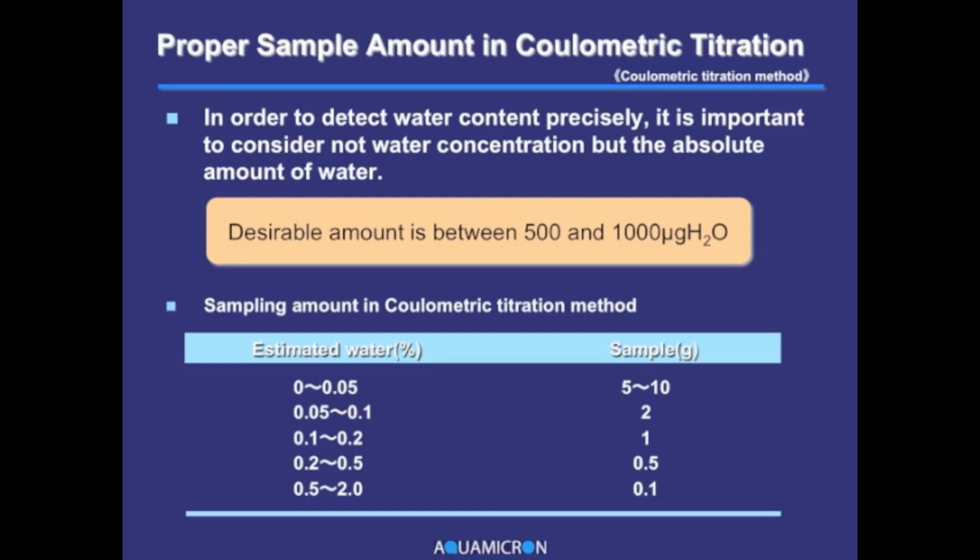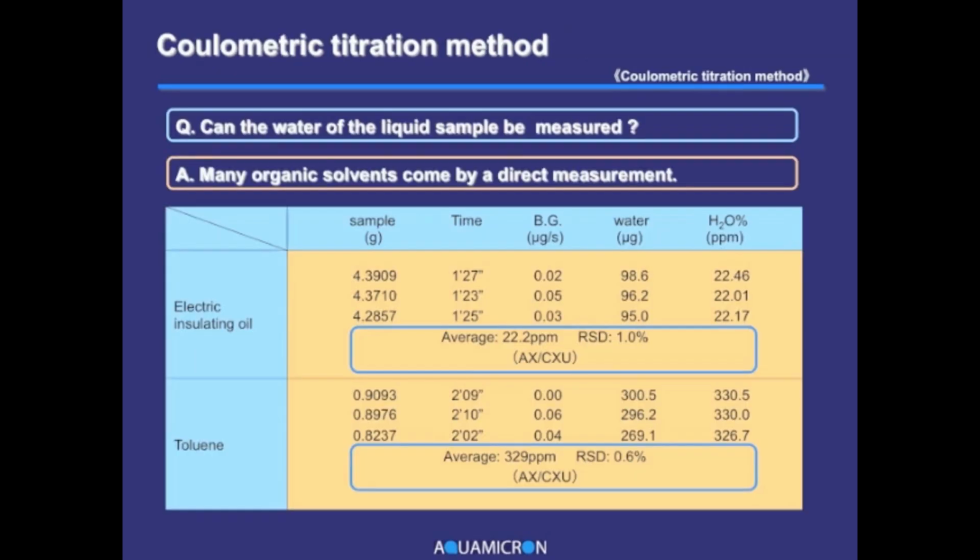Since Karl Fischer titration measures the absolute weight of the sample water directly, it is important to consider not the water concentration, but the absolute amount of water. The ideal amount of water in a sample for a coulometric measurement is between 500 and 1,000 micrograms. The table illustrates, as reference, the preferable sample weights that are converted from this ideal amount range and the estimated water concentrations.